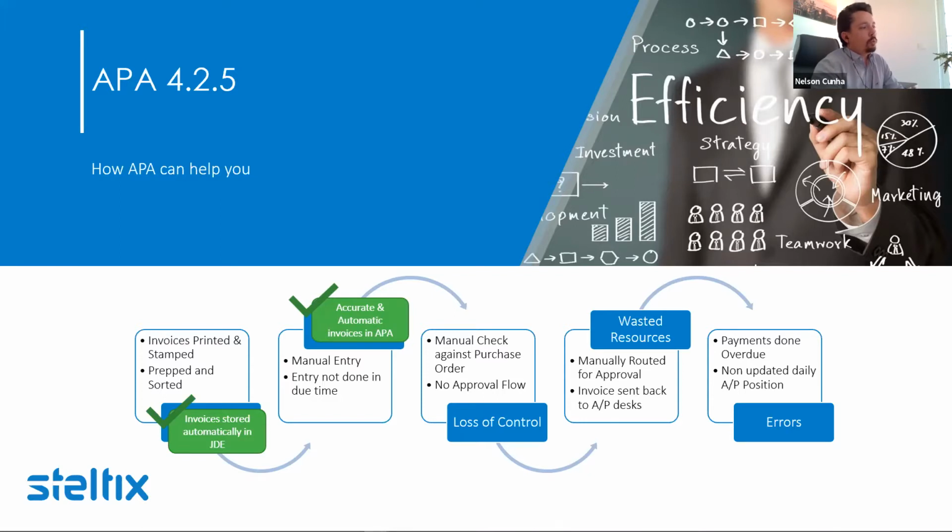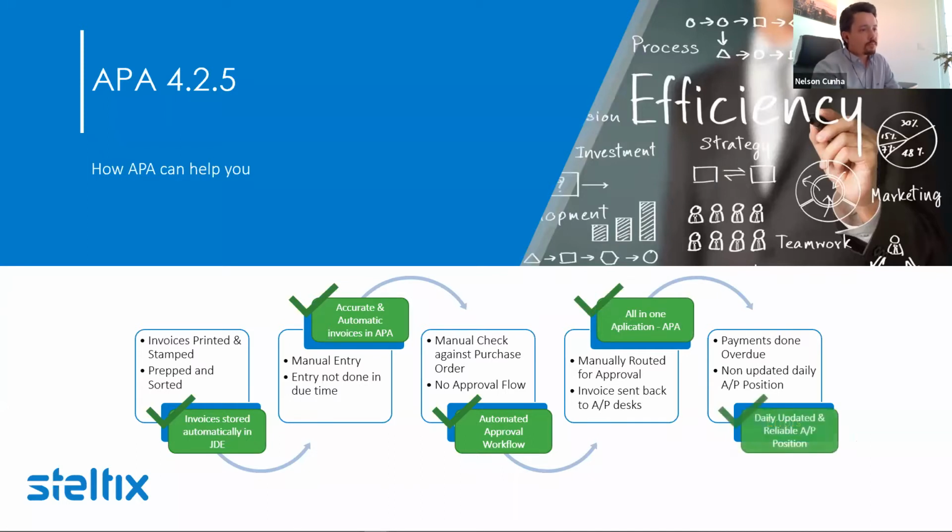During today's session, we'll see UMapper, and how we can translate information from an XML to JD Edwards language, or how we can enhance that information. So we believe we have the most accurate tool in the market. We offer you as well an approval workflow. I will explain in detail what kind of workflow we can adopt with APA. And all of these in only one application, so you don't have to navigate through all the menus that JD Edwards offers you every day. With APA, you can do it all in one screen. This, of course, is to achieve a daily updated and reliable AP position.